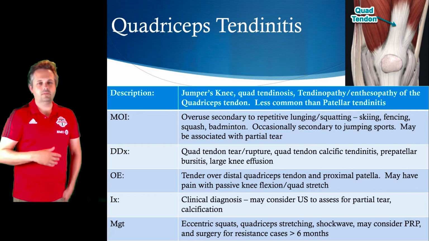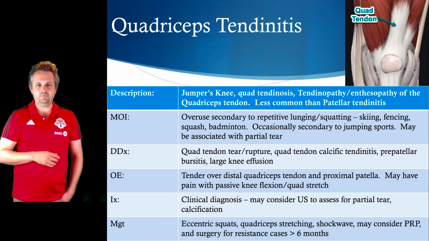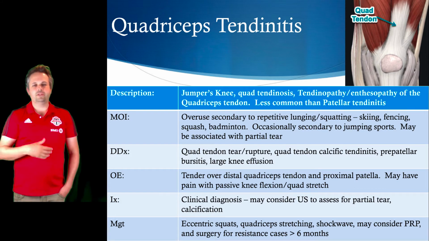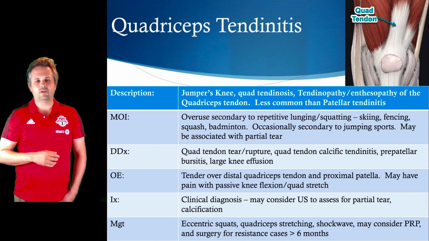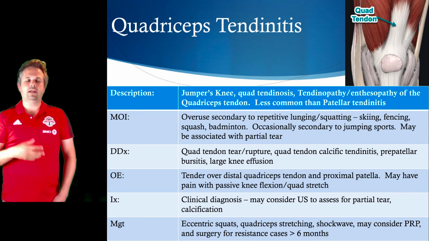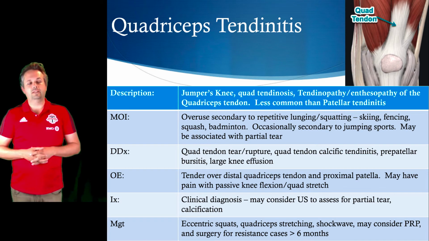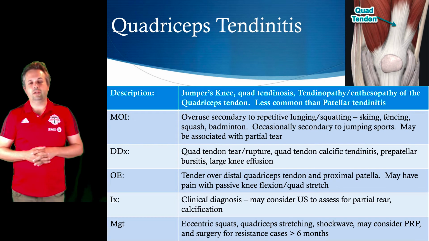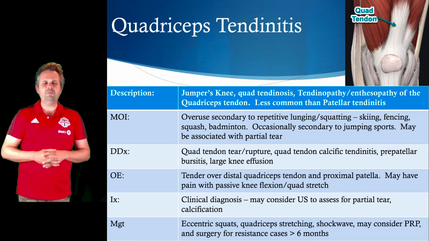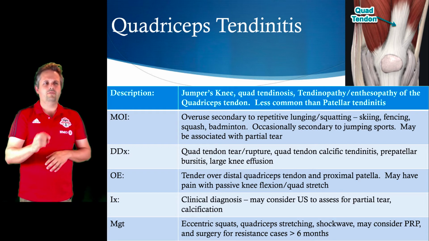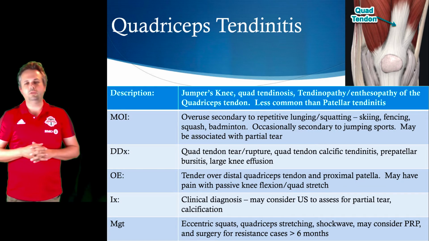With the quadriceps tendon, similarly, it's less common than the patellar tendon. It can be due to essentially repetitive lunging or squatting, such as skiing, fencing, badminton, snowboarding. Occasionally secondary to jumping sports, but less common, and can be associated with a partial tear. You want to make sure that that extensor mechanism, once again, is intact. This is kind of the key take home here. That leads to a significant amount of dysfunction long term if we don't catch that early, so make sure that they're straight leg raise capable, there's no quad lag. Patients with quadriceps tendinitis will often be very tender and very painful with just essentially mild flexion of the knee while they're lying prone.